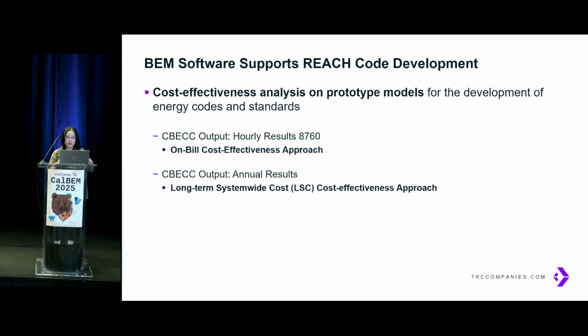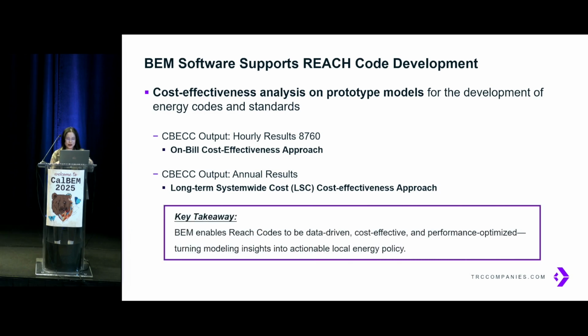In building energy modeling, this is the foundation to establish the cost effectiveness, because we are using two key outputs from CBECC. The first one is the hourly result, or what we commonly know as 8760, which is used to calculate the on-bill savings. And the second output is the annual result to calculate the LSC. Yesterday we already had a very in-depth presentation on the LSC, so I just want to recap this.